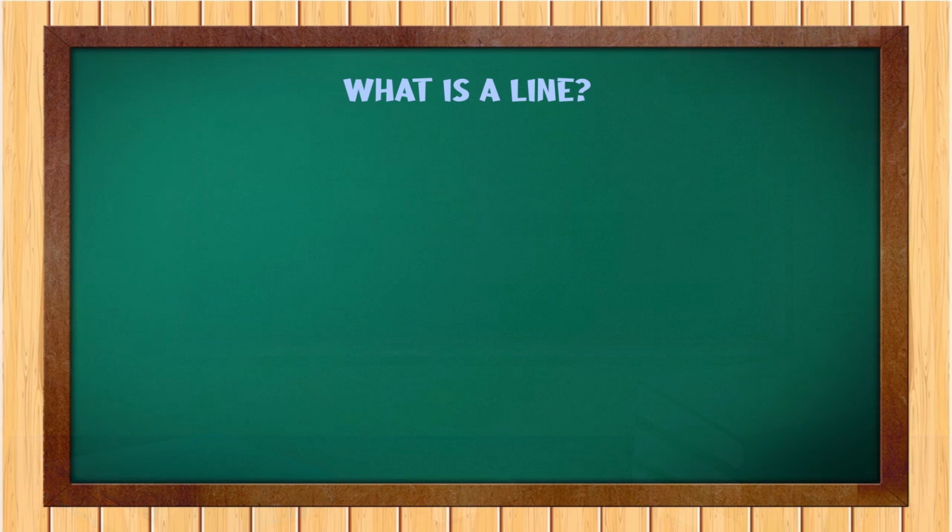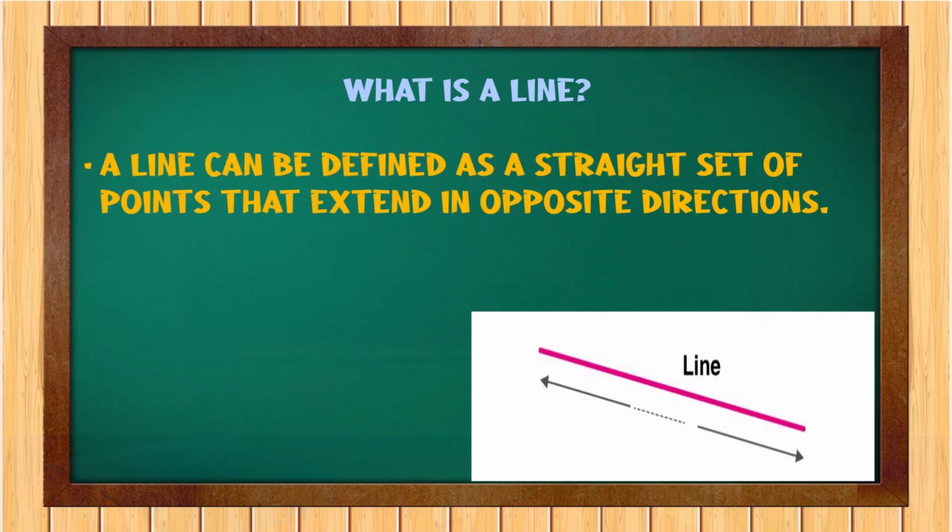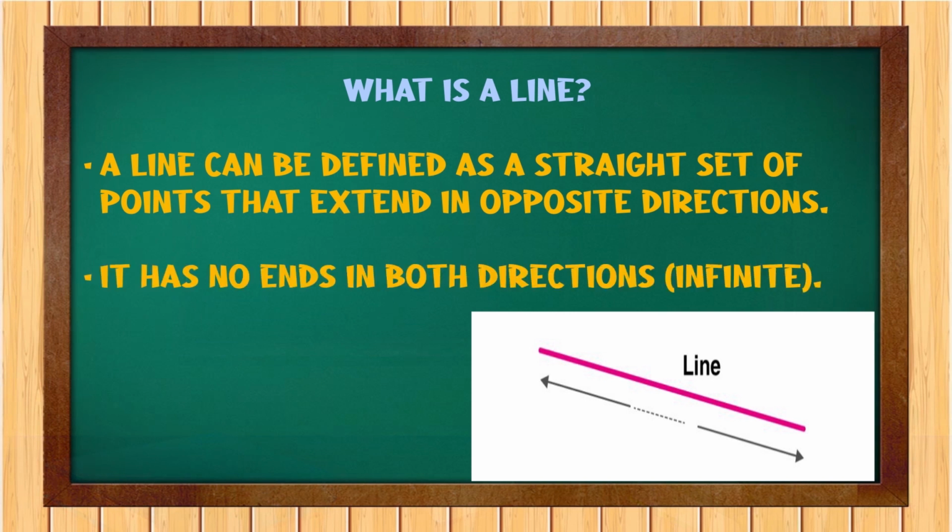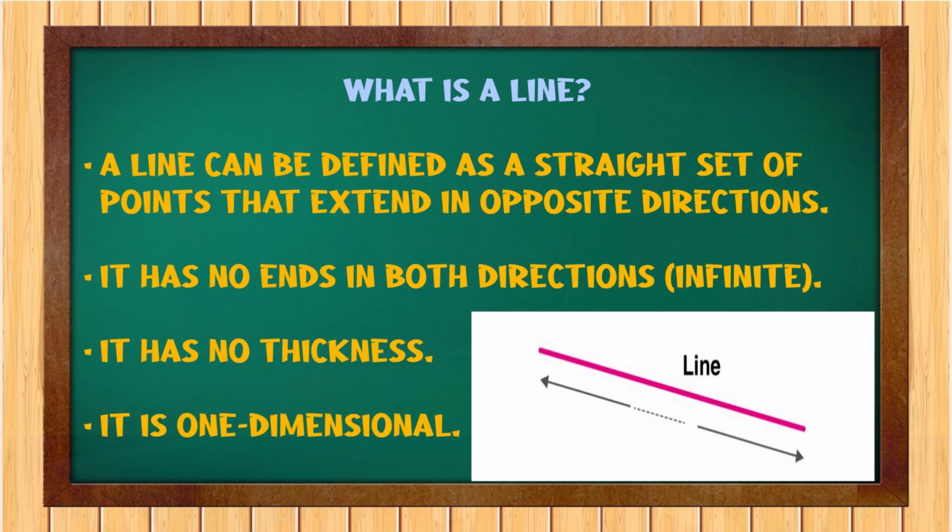What is a line? A line can be described as a straight set of points that extend in opposite directions. It has no ends in both directions, therefore it's infinite, meaning it can go on and on and on. It has no thickness and it is one-dimensional, meaning it's flat.